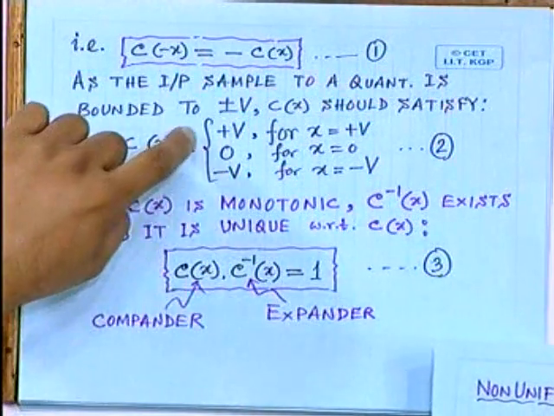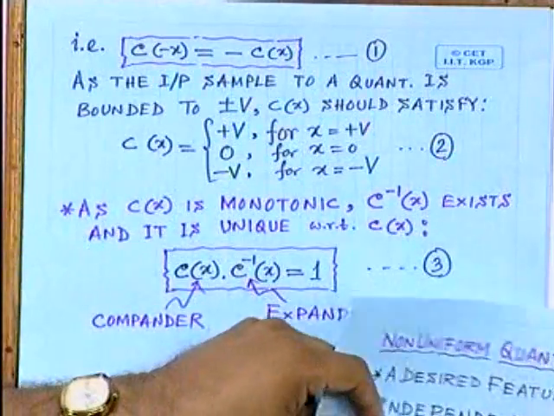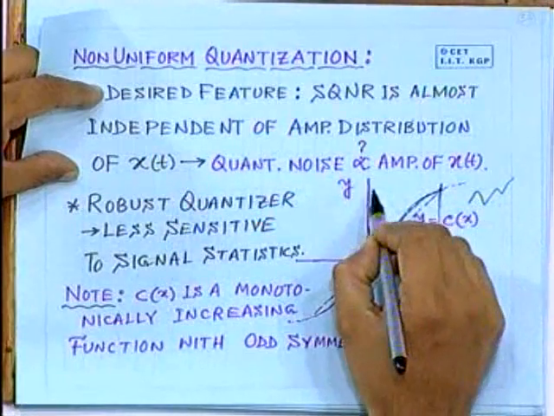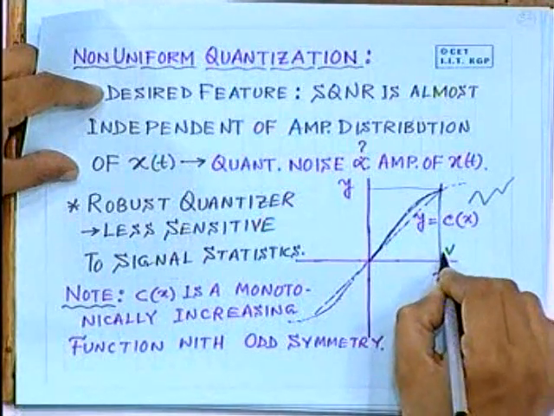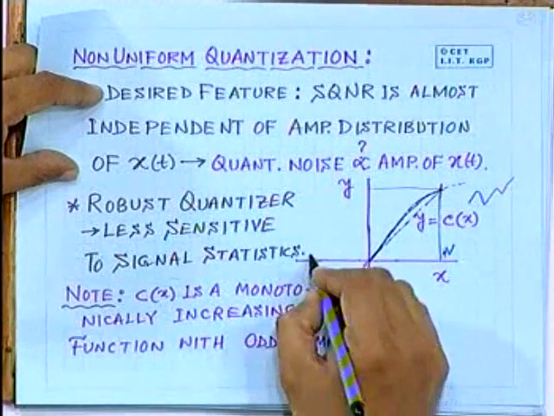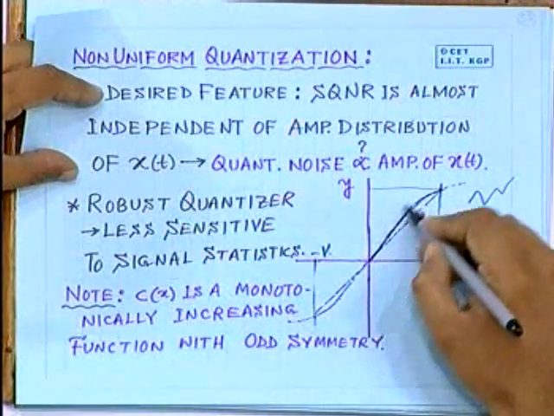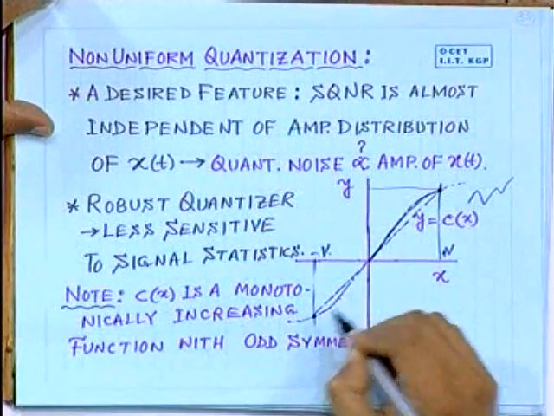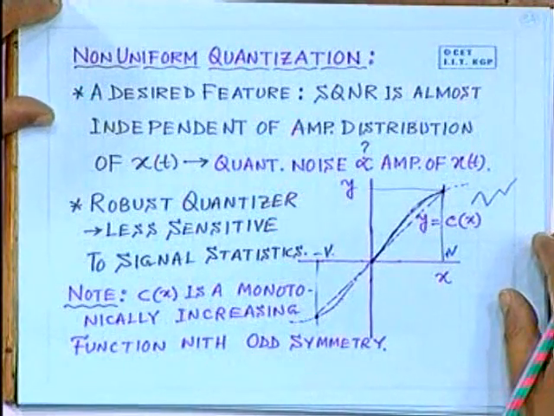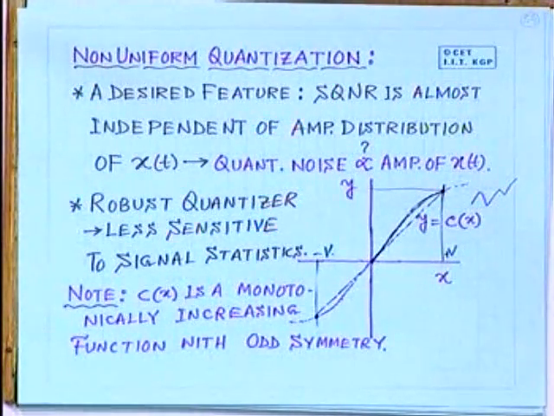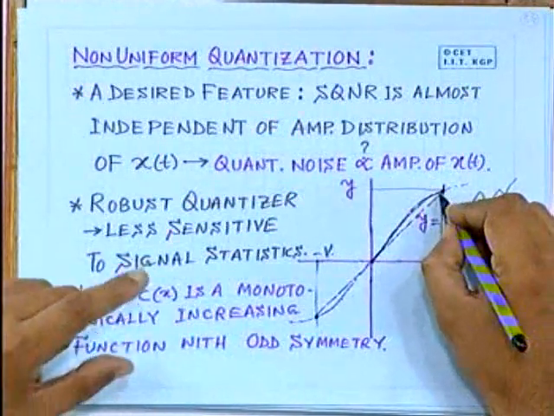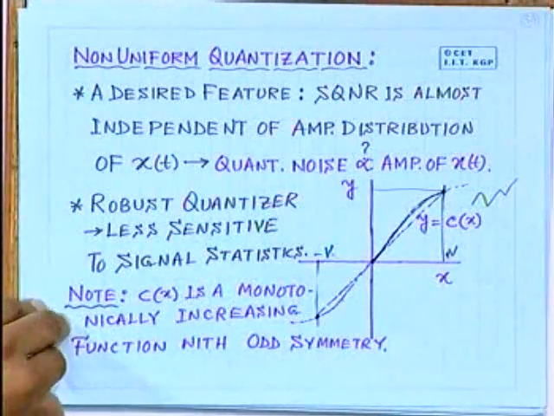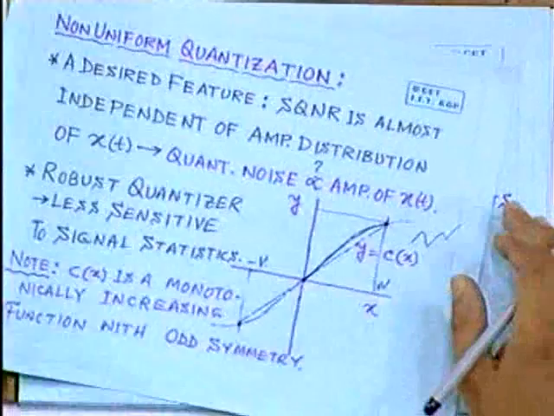This boundary condition essentially means, referring to the earlier diagram, that if this was plus v and the corresponding point here was minus v, ultimately the c x function should be such that it has to pass through this point, this point, and the origin. In fact, the linear quantizer was doing that. So this nonlinear function also, whatever the function form, must pass through these 3 points of reference. These are the restrictions one has to put practically.